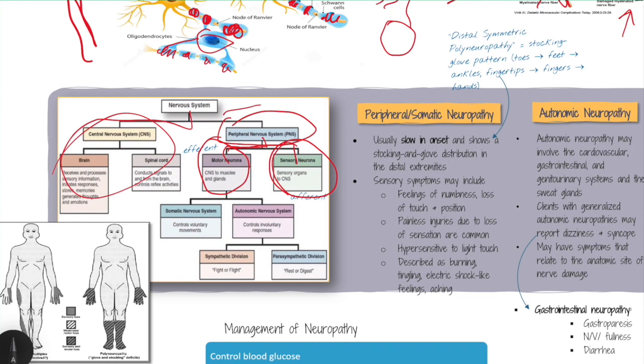You've got this somatic nervous system, a part of that controls your voluntary movements, and the autonomic, which controls your involuntary. And then underneath that, you have your sympathetic autonomic nervous system and your parasympathetic, and we've talked about these ad nauseam, so I'm not going to go into them.